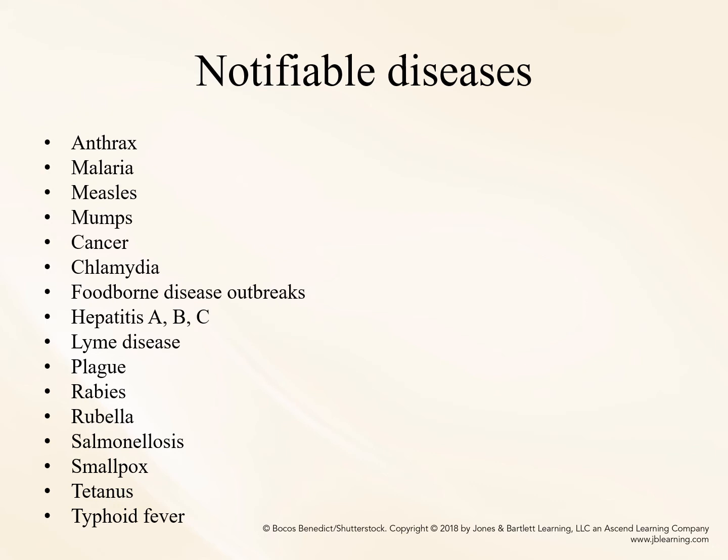This is a list of some examples of notifiable diseases. The list is significantly longer than this, but I just pulled out some that you might recognize. So anthrax, malaria, measles, mumps, cancer, chlamydia, foodborne disease outbreaks, hepatitis, plague, rubella, salmonella, smallpox, tetanus, typhoid fever, etc. If you want to see the full list, you can just write notifiable diseases CDC and you'll find that.